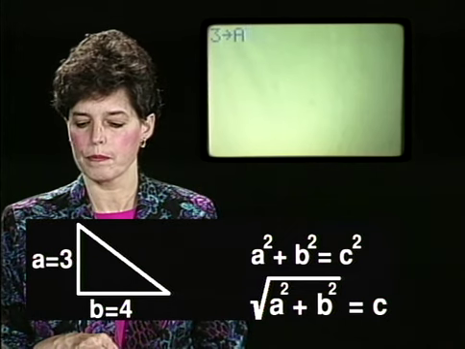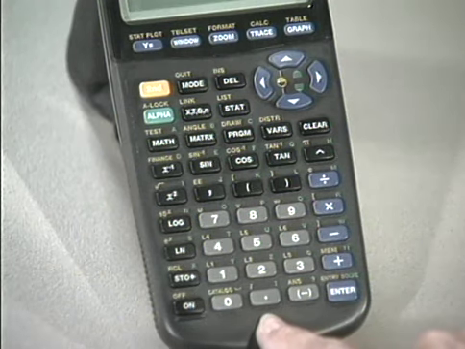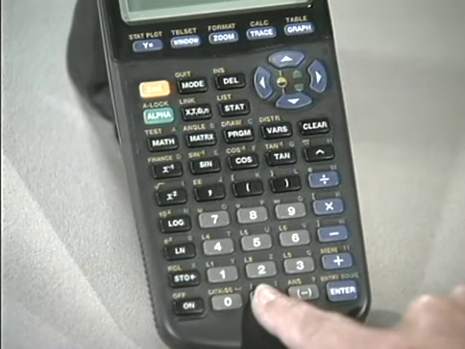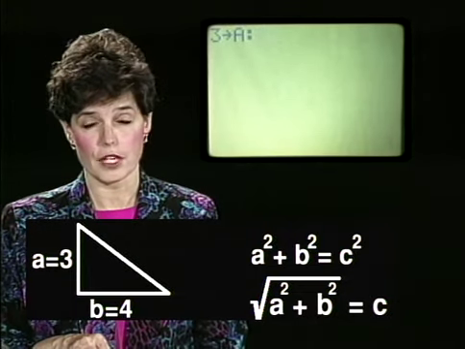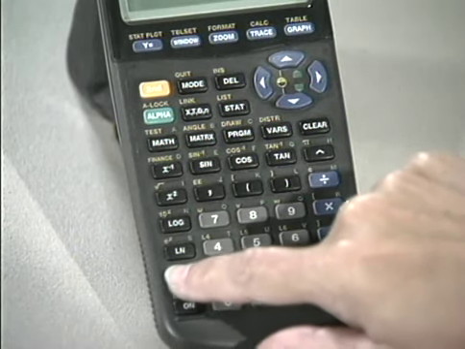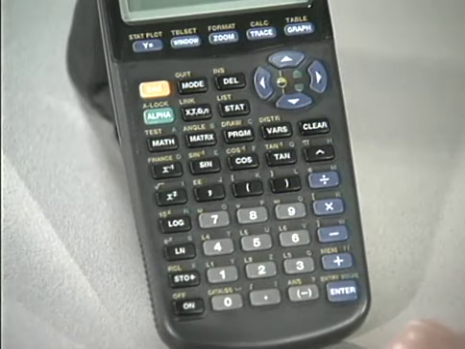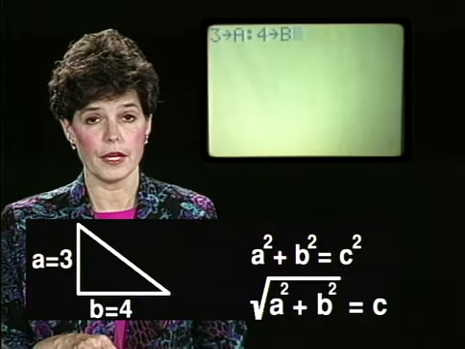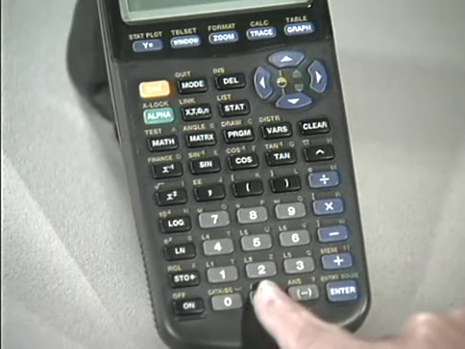I want a colon next, and the colon is located down here on the bottom, above the decimal point. It is also in green, so press alpha, then that decimal point key to get the colon. Next I'm going to store 4 in for B, the same way that I did the 3 stored for A. So 4, press the store key over here on the lower left, then I want B, so go alpha, and B is located right next to A. So now 4 is stored in for B, and I'm going to do another colon, so alpha, and again the colon is down here on the bottom.